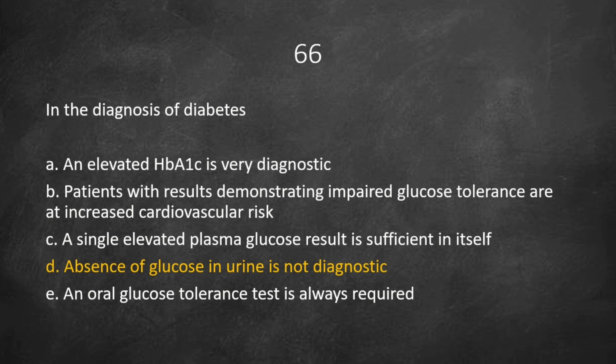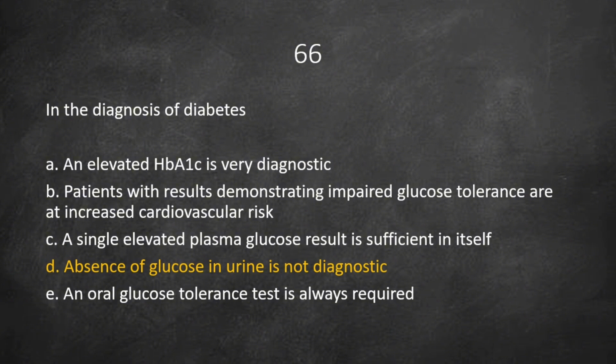If you look at option C, it says that a single elevated plasma glucose result is sufficient in itself. That is not true. That is not correct. A single elevated plasma glucose level is not sufficient for diagnosing diabetes. You usually need to do it multiple times, or do it in conjunction with other tests like OGTT and HbA1c. Good.